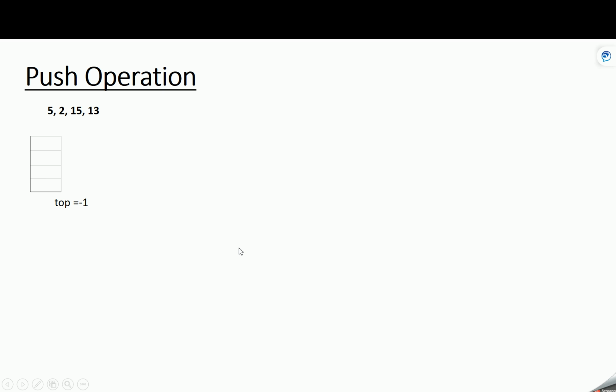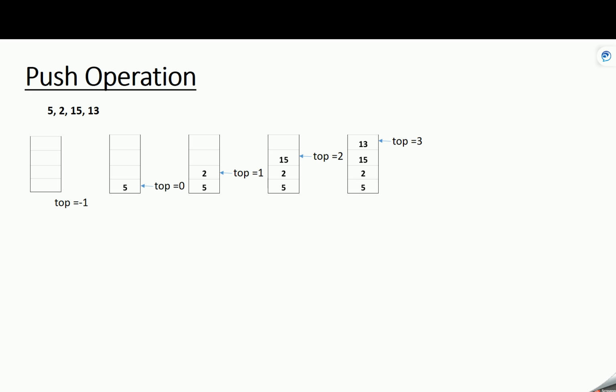So after adding, the stack will become like this and top will become 0 because we are incrementing the value. And why it start from 0? Because the stack is implemented with the help of array, and array always start from 0, means its indexing start from 0. That's why it is 0. Next we'll take this 2 and add to the stack. So top will become 1. Next we'll add 15, then 13, and the stack will become full at this time, and top will become 3. Okay, so this operation is called push operation.